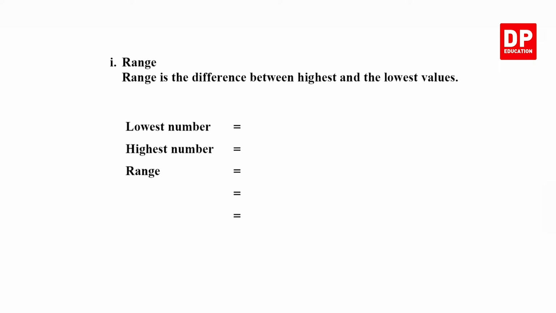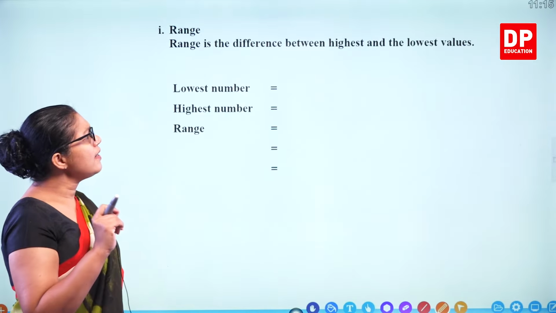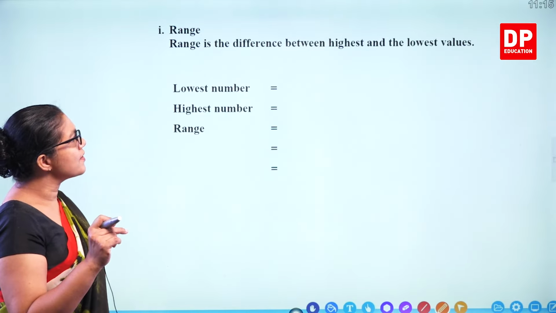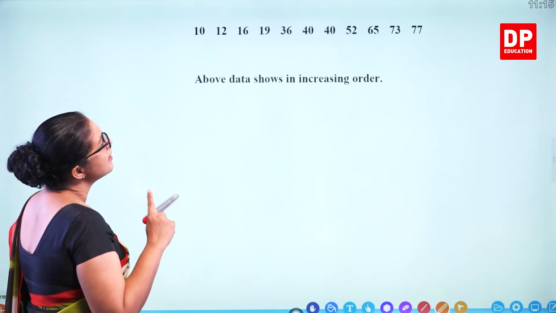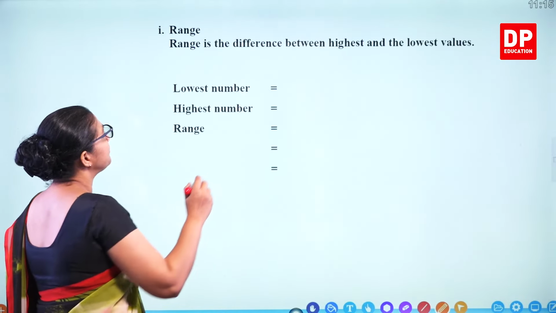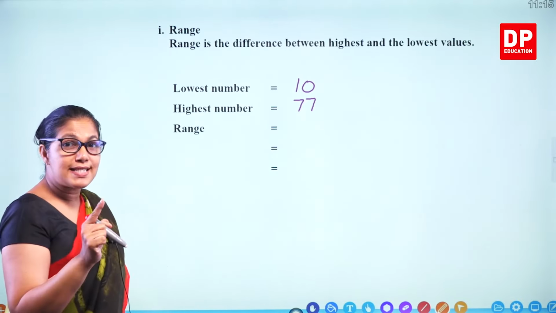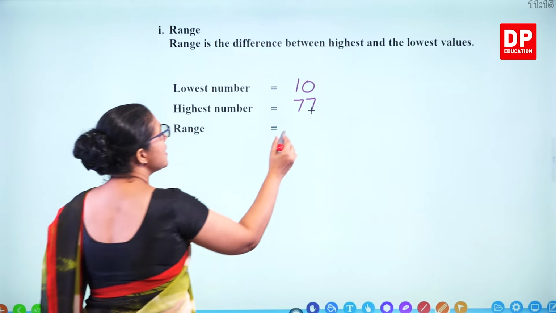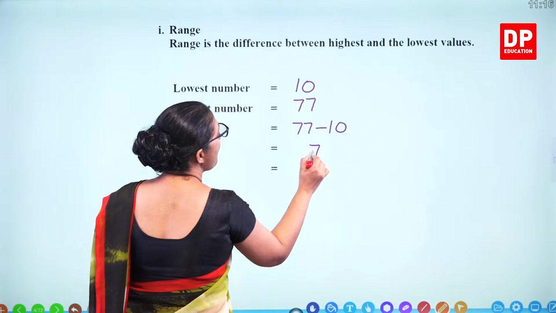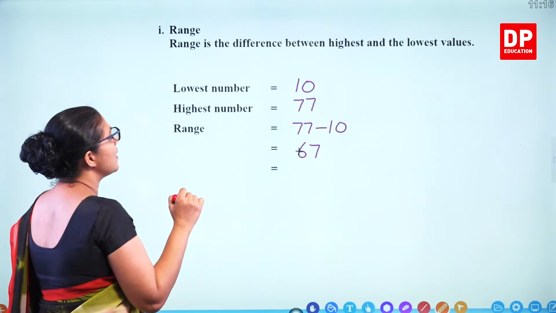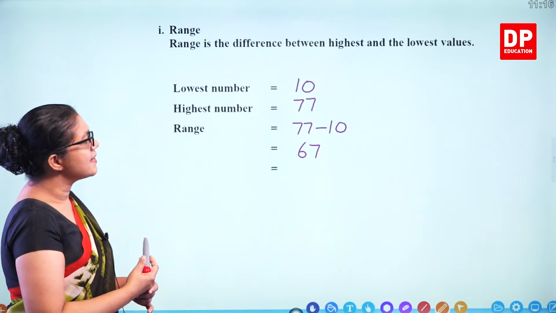So what's the range? Range is the difference between the greatest value and the smallest value, highest and lowest. What's the lowest number there? 10. Highest number? 77. So range is the difference between these two numbers. You get 77 minus 10, you get 67. So 67 is the range value.